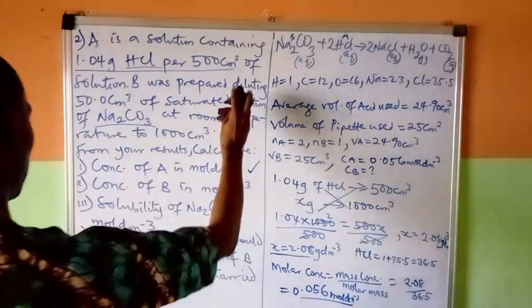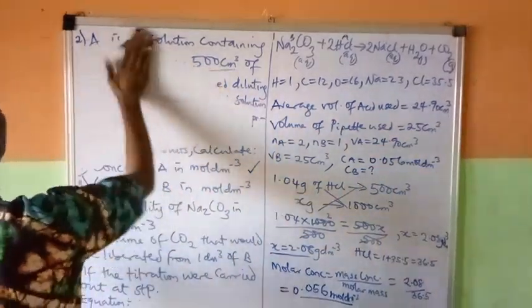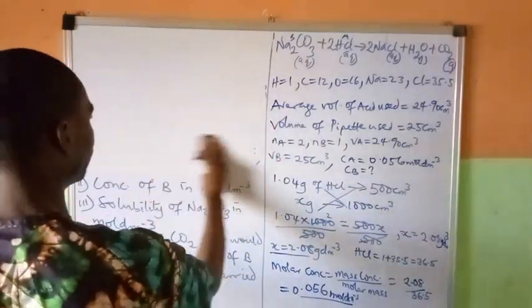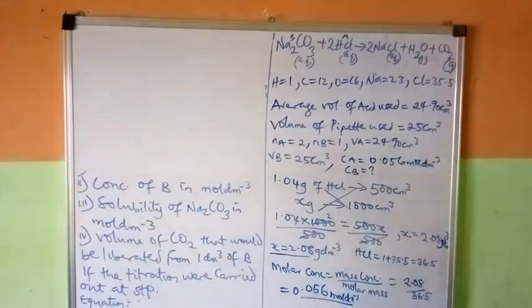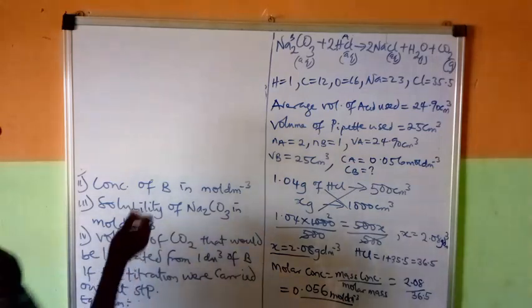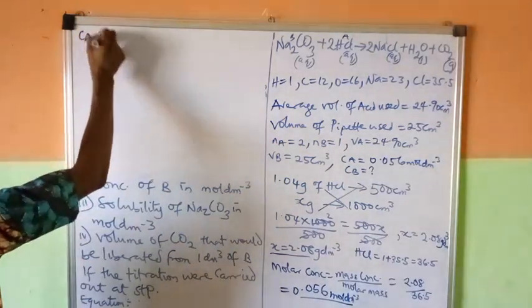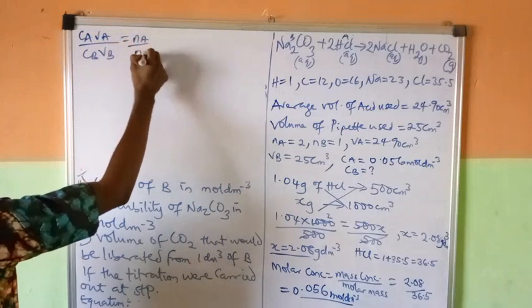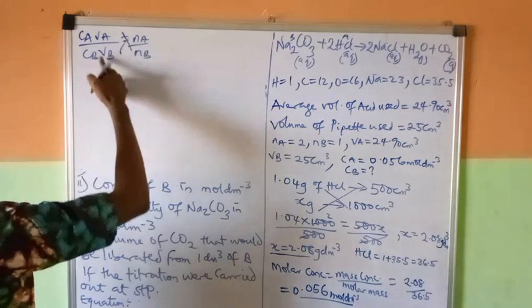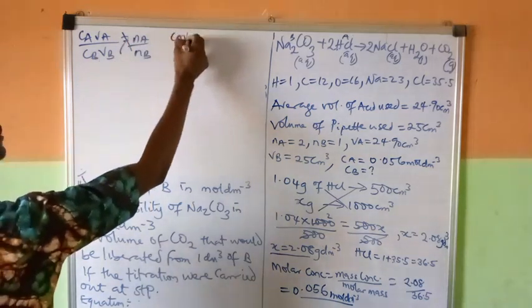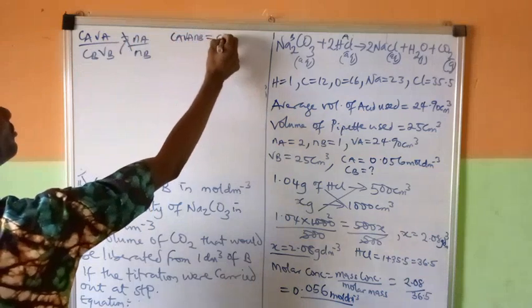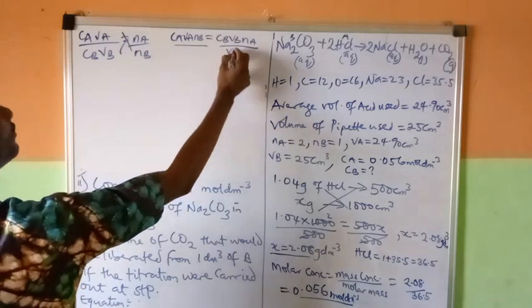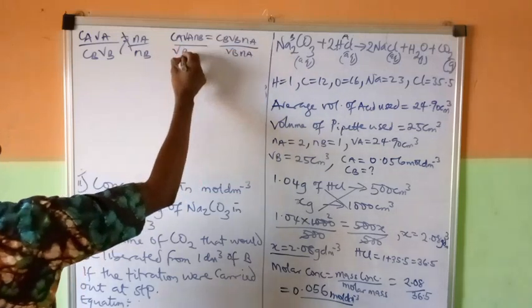So let's wipe this side. The question says concentration of B in mole per dm3. The formula is CAVA over CBVB equals NA over NB, and that is what we would use. We are looking for CB, so you have CAVANB equals CBVBNA. Divide both sides by VBNA.